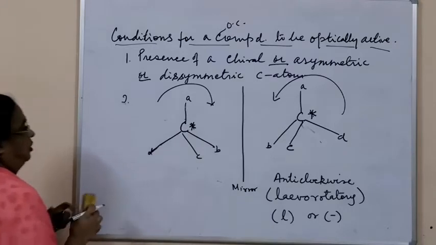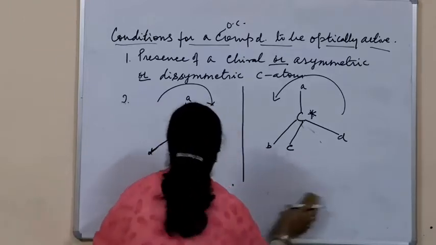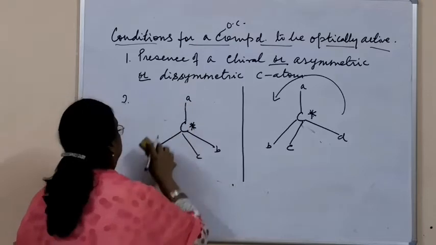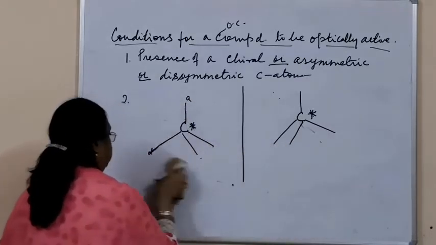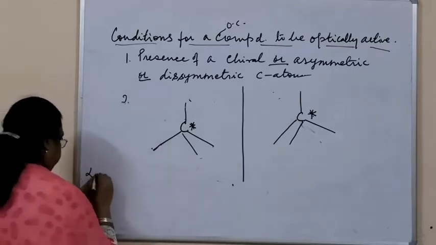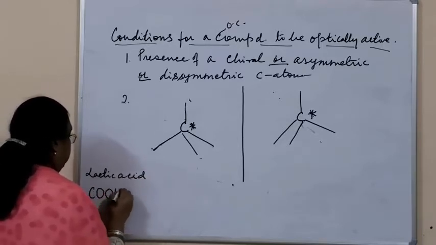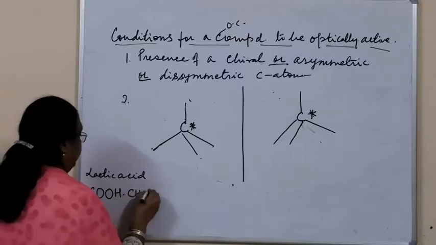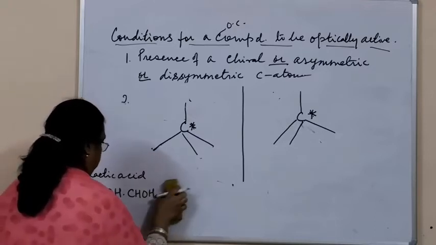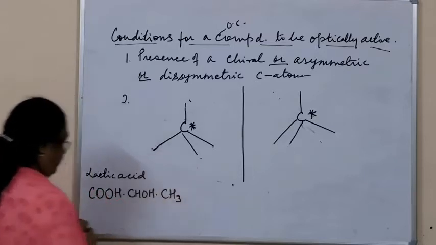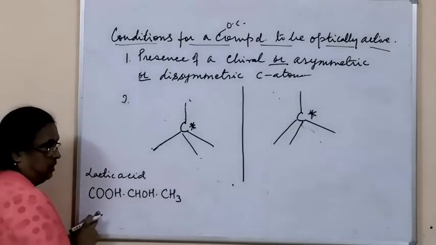So these two are enantiomers. Now I give you an example for this, and I show you also how to draw. Take the example of lactic acid. Sometimes in examination lactic acid is given like this, so you will have to make the structure yourself.